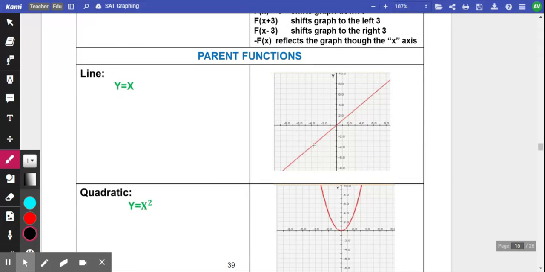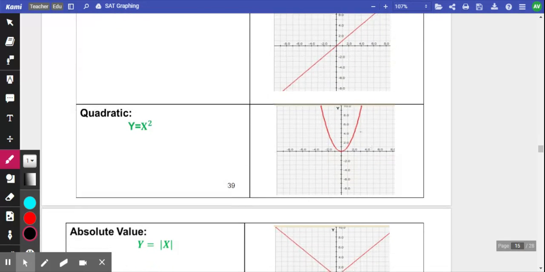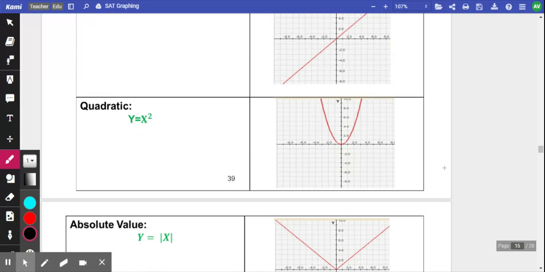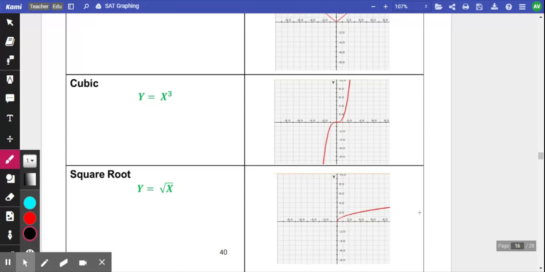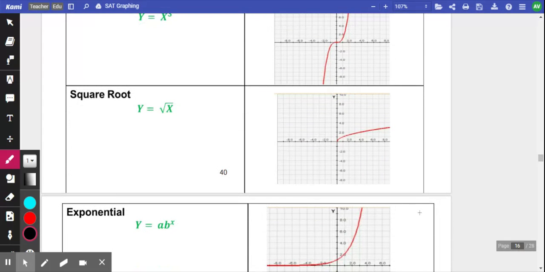If you have a line, this is the parent function, y equals x. A quadratic function, y equals x squared. It's a parabola. This is what an absolute value function looks like. It looks like the letter V. A cubic function means it's raised to the 3rd power. It looks like this. And a square root function, the square root of x, looks like this.